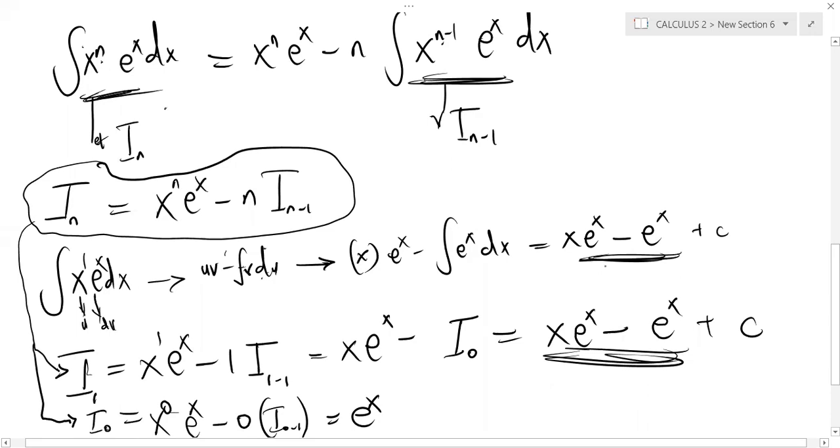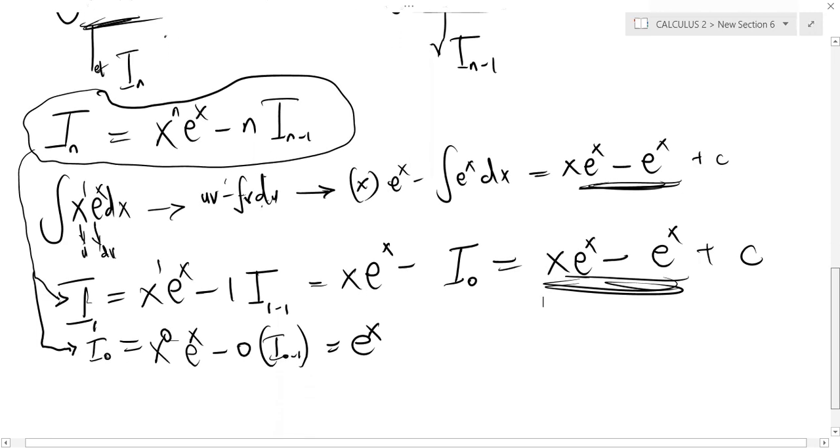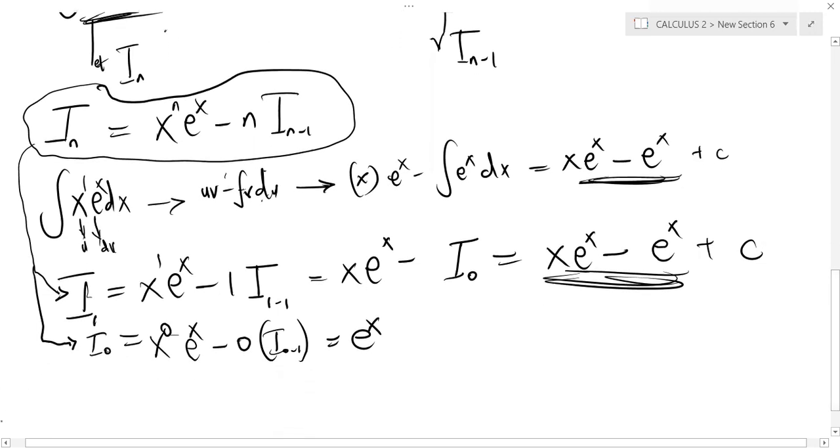So after we have this formula, we generally don't have to use integration by parts. We can just use this formula to evaluate. Let's say we want to get the integral of x cubed e^x dx. So this is basically our I_3.